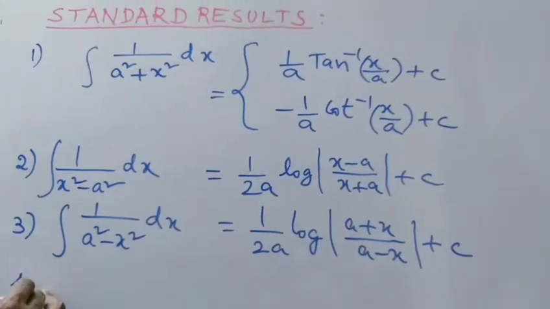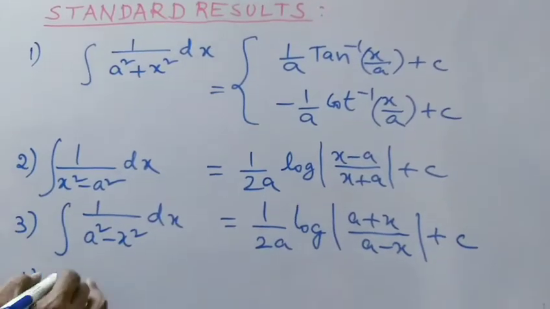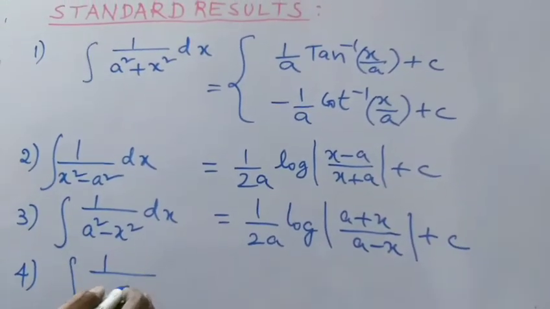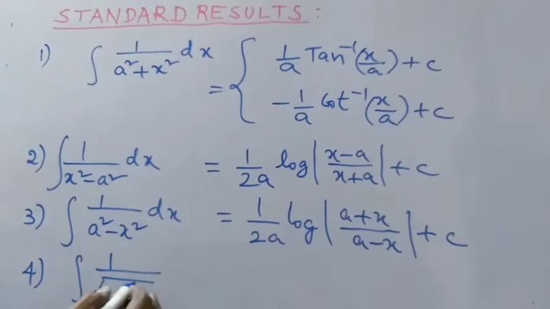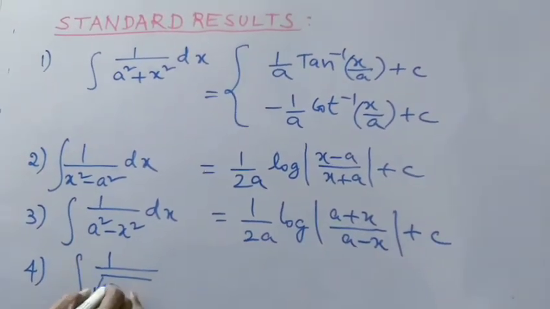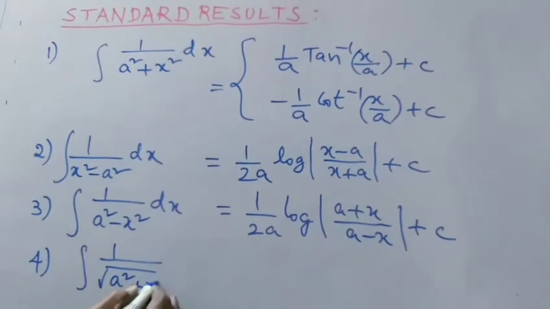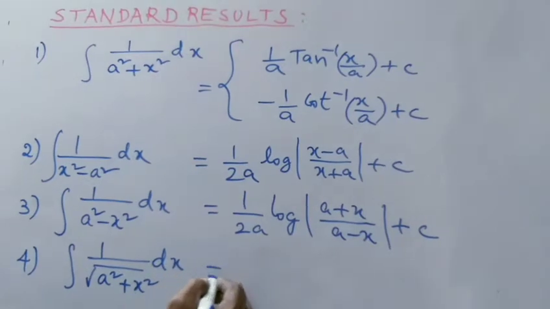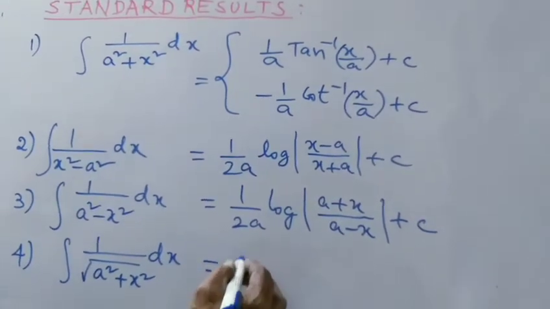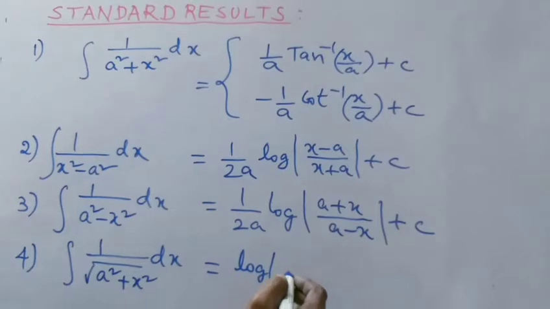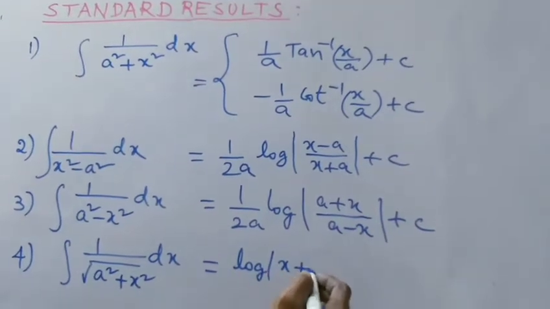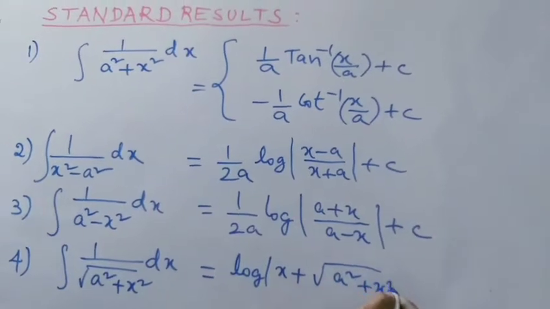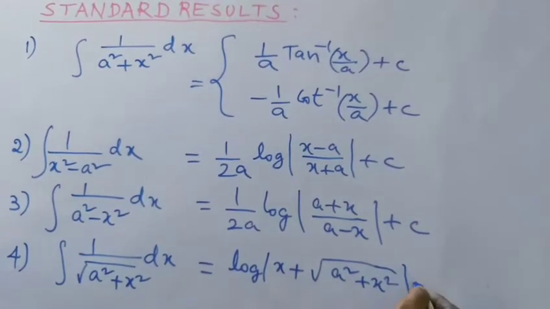Next one, the integral of 1 by square root of a square plus x square dx is equal to log modulus x plus square root of a square plus x square plus c.